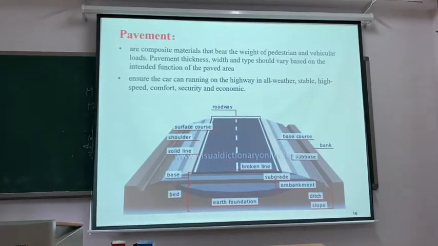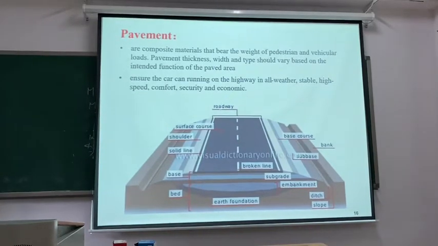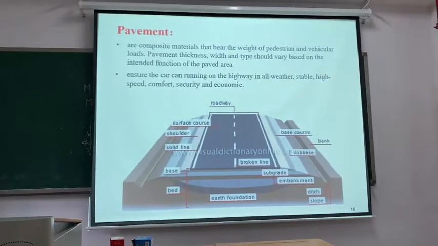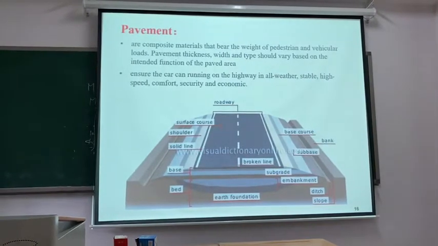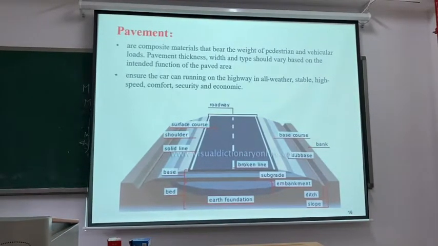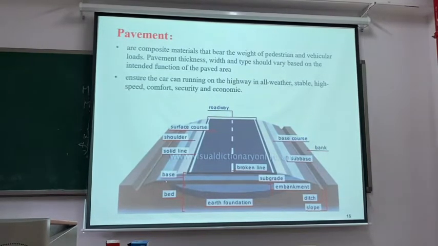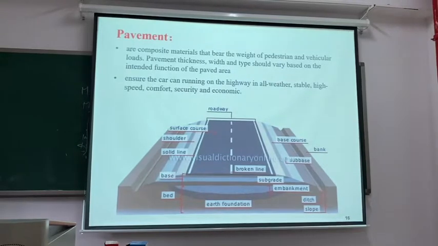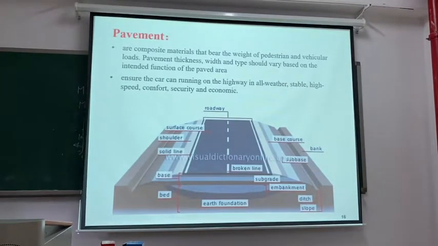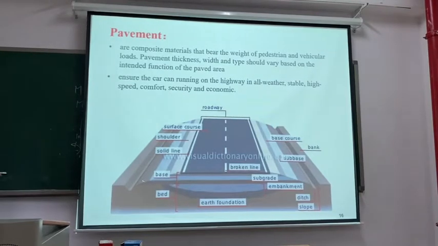Now we have a look at the photo of our pavement structure. Roadway surface course, shoulder, solid line, base course, sub-base. This is the embankment, earth foundation. This is the base, ditch, slope. This is the diagram of the pavement.